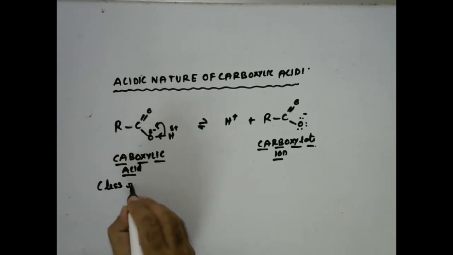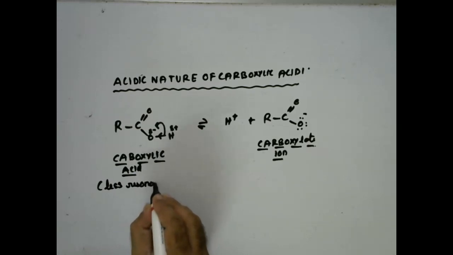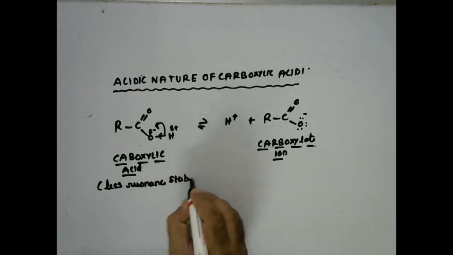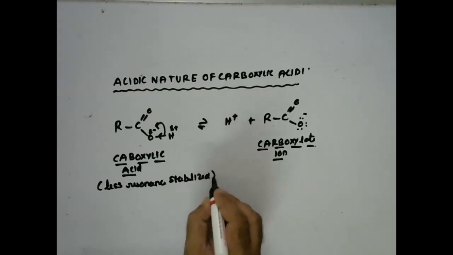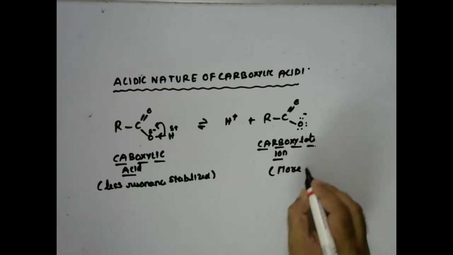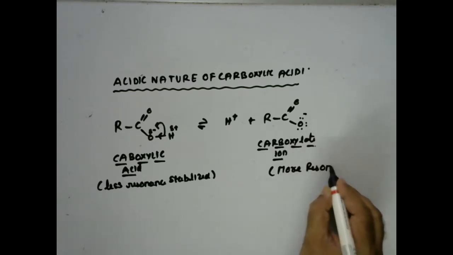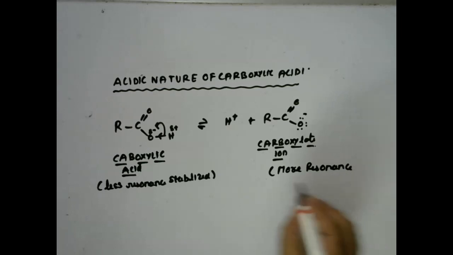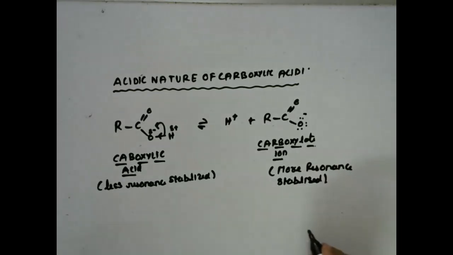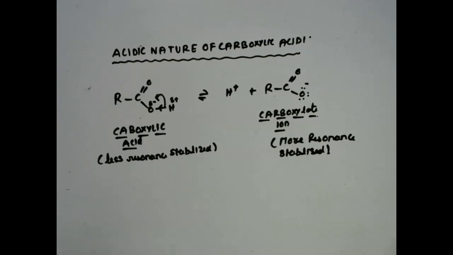Now, carboxylic acid has resonance, but it is less resonance stabilized. Less in comparison to what? To the carboxylate ion. Whereas the carboxylate ion, the conjugate base which is formed, is comparatively more resonance stabilized. We are going to prove it. So carboxylic acid, which is less resonance stabilized, will try to convert into carboxylate ion, which is more resonance stabilized, and in the process it gives out H plus ions.